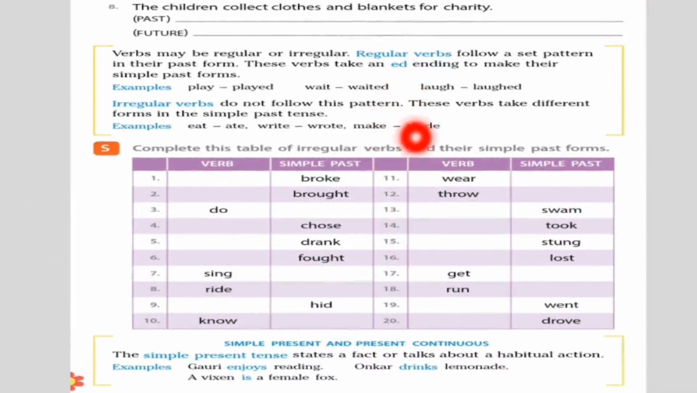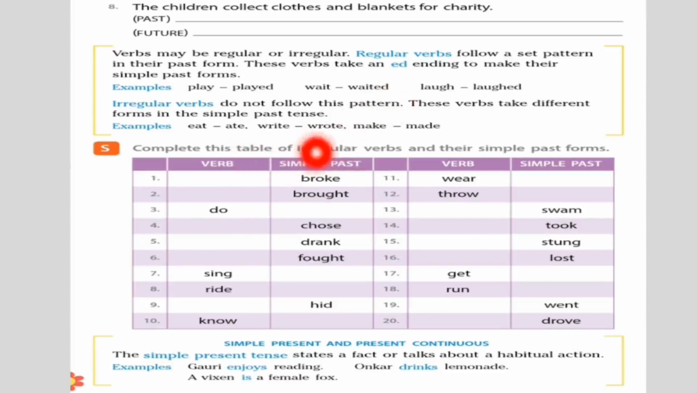For example, eat: the past tense is ate. It is not eated. Okay, there is no word in English like eated, it is ate. Write, and the past form of the verb is wrote. It is not writed, it is wrote. Make: the past tense is not maked, it is made.